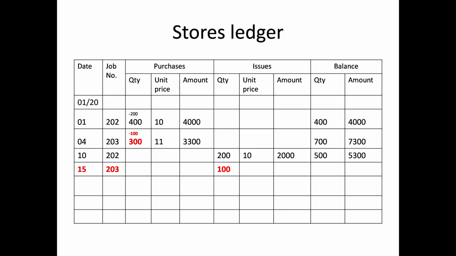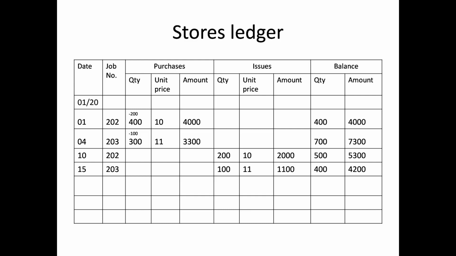Then tell me what's the unit price? It's 11. Then the amount, 100 multiplied by 11, it's 1100. Now what's the available quantity? 500 minus 100, it's 400. Rupee value, 5,300 minus 1,100, it's 4,200. Now go to the next date.